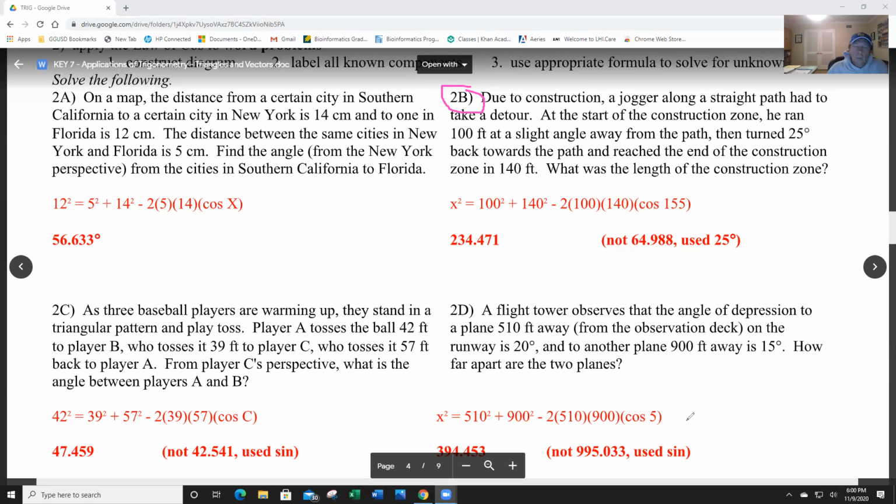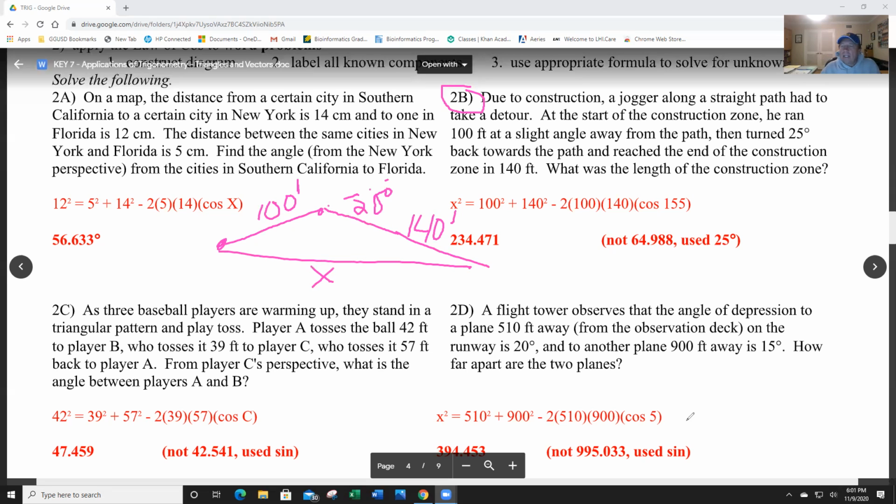Wow. Okay, so let me try to do a drawing here. I'm going to make this 100. And then there's going to be a turn here, but let me just put a dotted line there. It's going to be a 25-degree turn. So this is 25 degrees. And then this part is 140. So this is feet or whatever it is. And then we are looking for X right there.